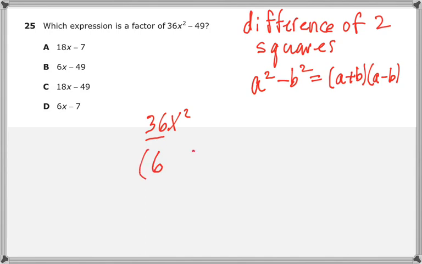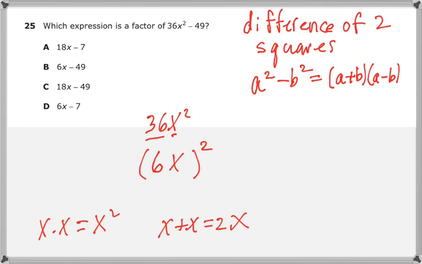Everything is going to be squared. So what squared gives us x squared? That's just simply x. I know some of my students want to put 2x, but x times x is x squared. x plus x gives us 2x. A lot of my students get these two confused. So x times x is x squared, and x plus x is 2x.